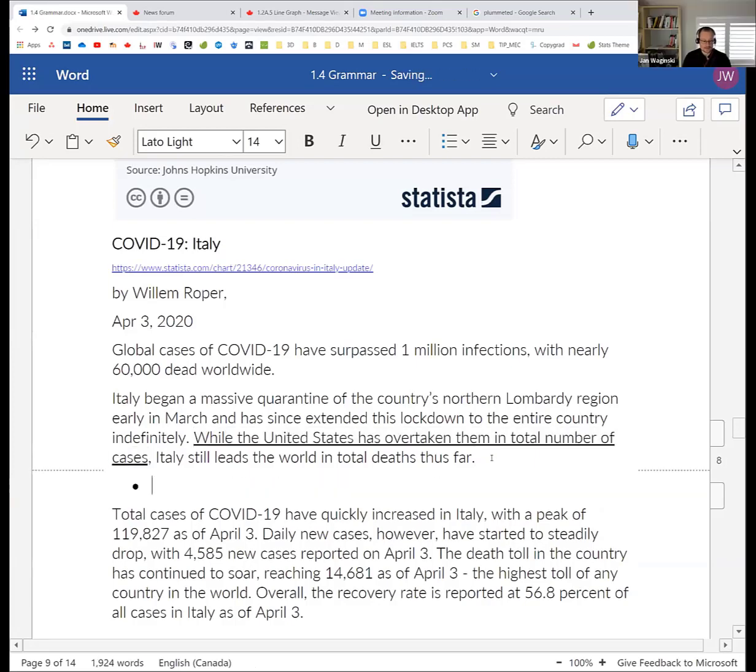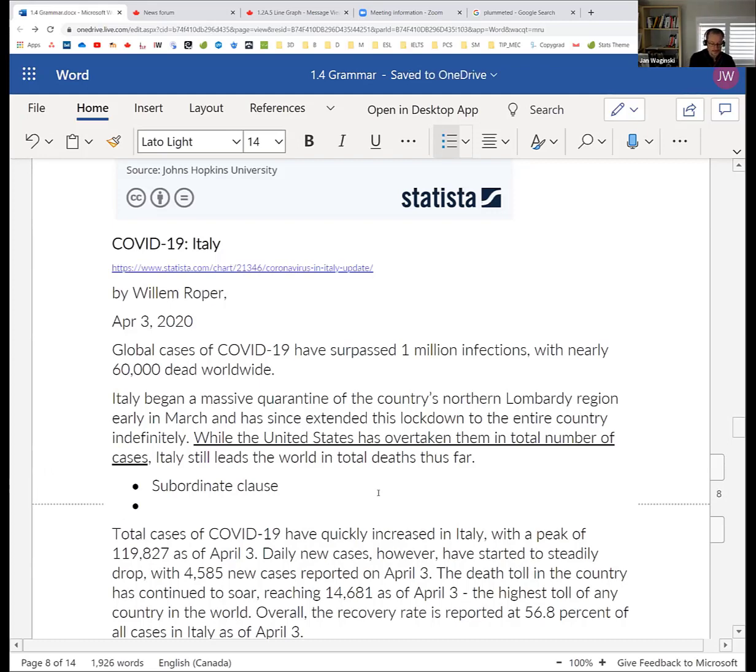What's that thing called? Subordinate. Good. Subordinate clause. Because, like, while, is it similar to because? Yes, it's in the same family.